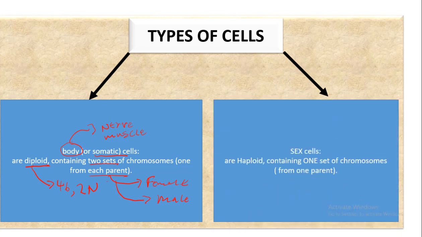The other type of cell that we have to consider is the haploid cells. When you talk of sex cells, these are of two types. We have the sperm and the egg, which is also known as the oocyte. These cells have the haploid number, which is denoted by 1n. And this sex cell can only contain one set of chromosomes from one parent.